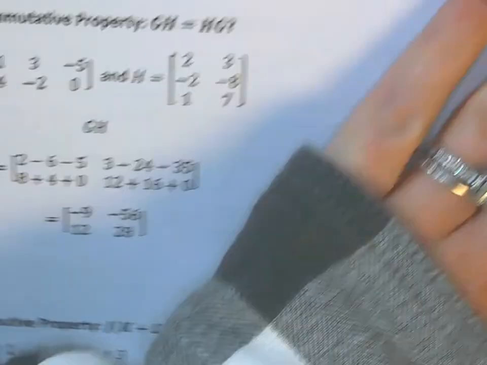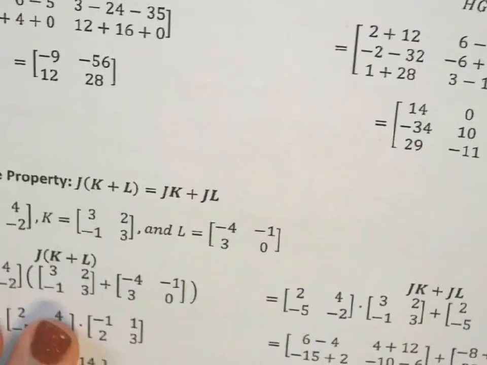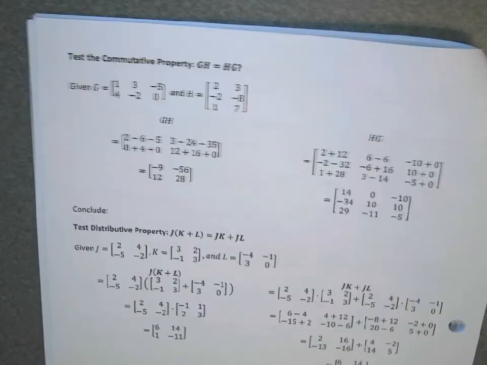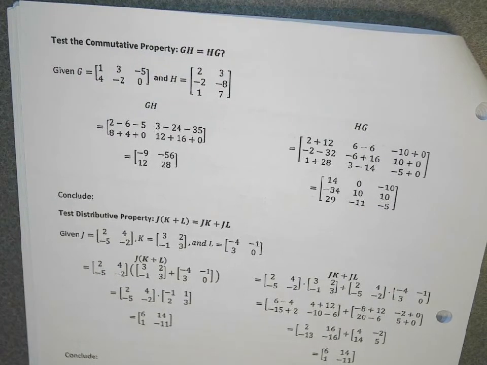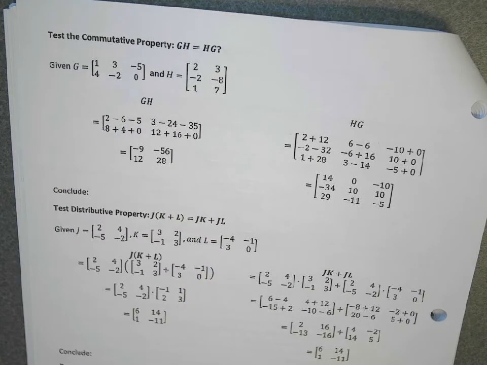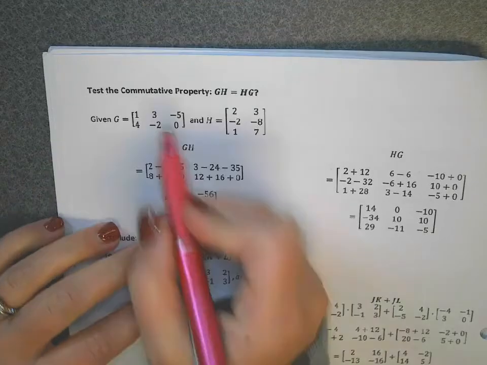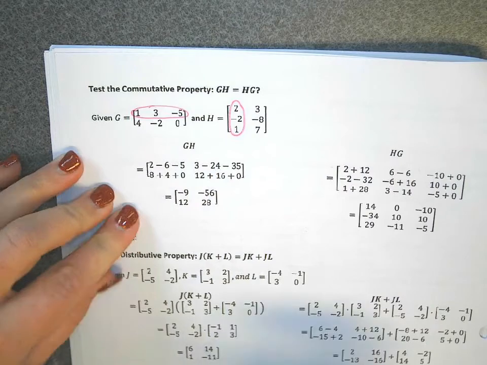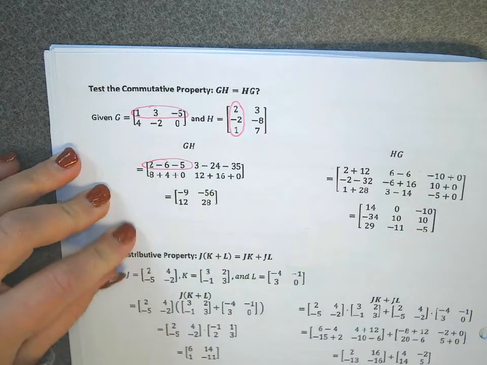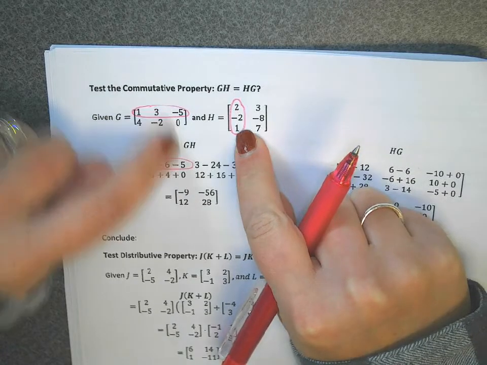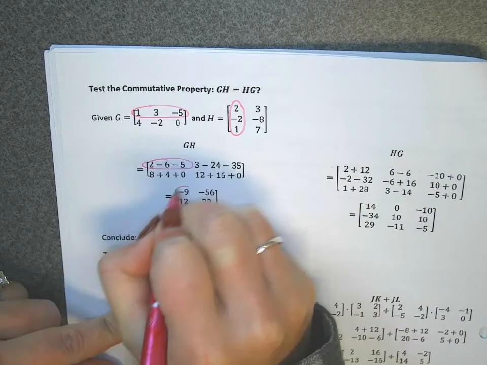On the back side, there's a couple things that it goes over. Okay? The first one, it says test the commutative property. I did not make us actually do these multiplication problems because it would take us forever if we tried all of these. Okay? But I showed you what you get when you have G times H. So I want to show you. If you multiply G times H, here's your first row. Here's your first column. That's what's in this first box. 1 times 2 is 2. 3 times negative 2 is negative 6. Negative 5 times 1 is negative 5. Then when you add those together, we got negative 9.